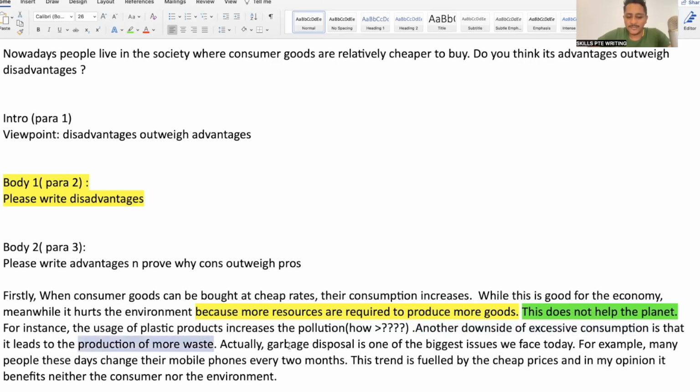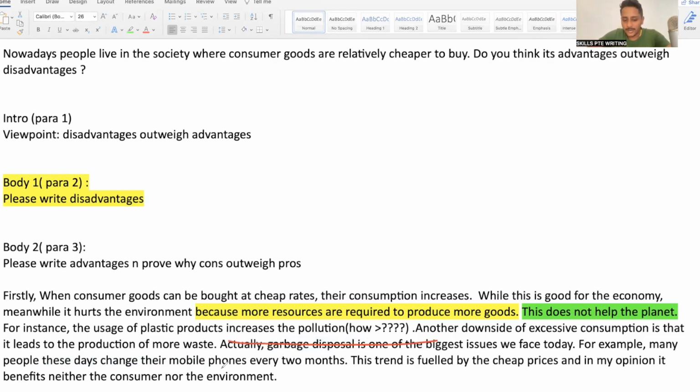It leads to production of more waste. Garbage disposal is one of the biggest issues we face today. For example, many people these days change their mobile phones every 2 months. This trend is fueled by the new opinion. Okay, mobile phones 2 months, but garbage disposal and changing the mobile phones every 2 months, how is it linked? Hey, Nakul, you don't know how it is linked? When you keep on using a phone, you will throw it, Nakul. Right? Explain it to a baby.